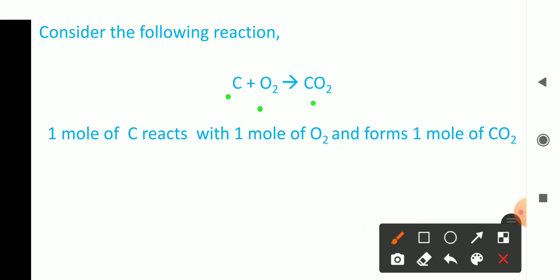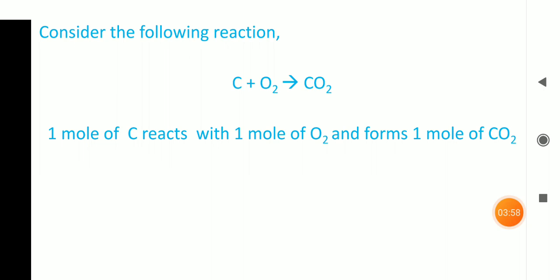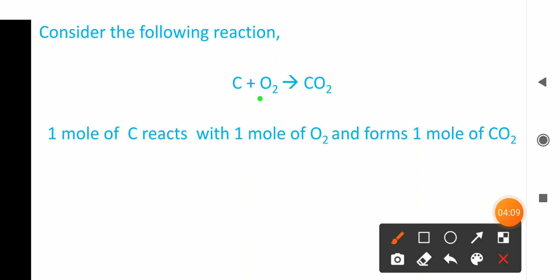Here, in front of each chemical species, for example, in front of carbon, what is there? In front of carbon, 1 is there. So we can say 1 mole of carbon. In the same way, in front of oxygen, what number is there? It is 1. So we can say 1 mole of oxygen. And in front of carbon dioxide, what is there? 1 is there. So how to read this equation is: 1 mole of carbon reacts with 1 mole of oxygen and forms 1 mole of carbon dioxide.